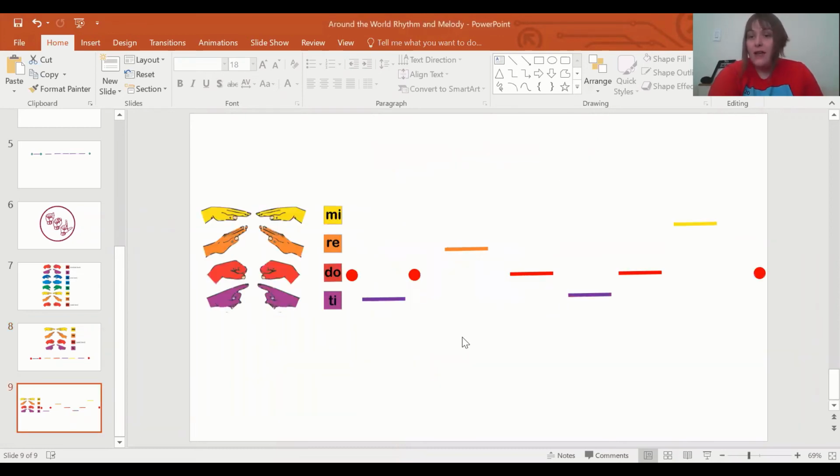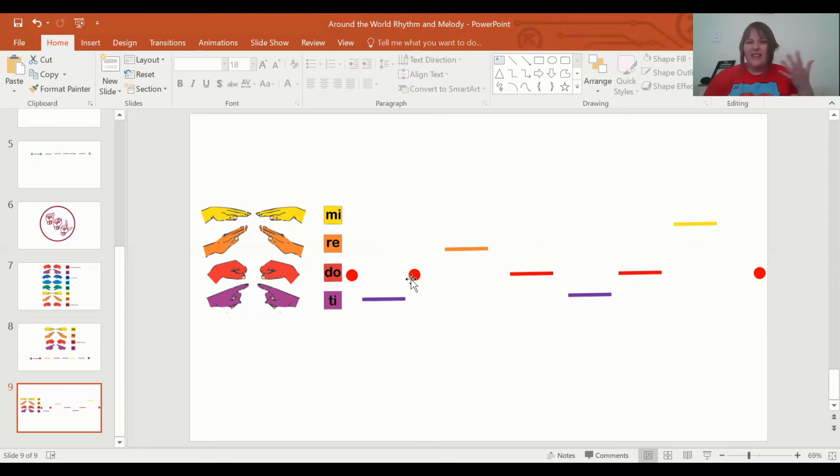Okay, students, now that you've practiced your pattern, let's try it together. Your voice is going to move up and down like this pattern. Ready, set, go. Do, ti, do, re, do, ti, do, mi, do.